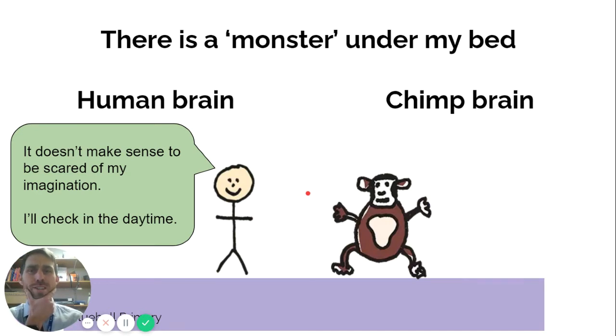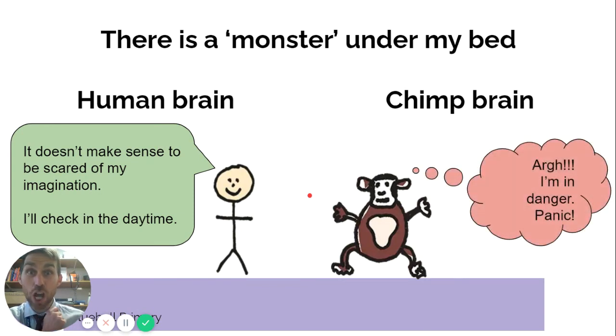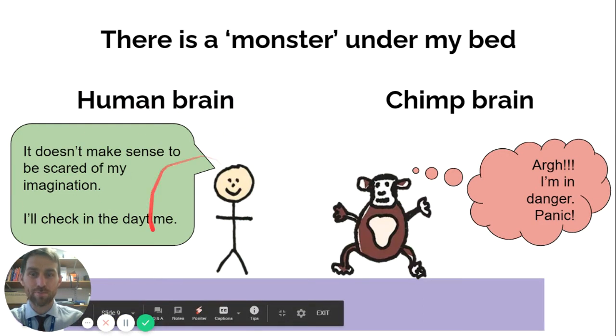And what's the chimp brain going to do with this thing if it thinks there's a monster under its bed? The chimp brain, unfortunately, is going to go, I'm in danger, panic, and then probably start crying and possibly not go to sleep straight away. Now, who thinks which one's right in this situation? Yeah, I'm thinking the human brain's got this one sorted.